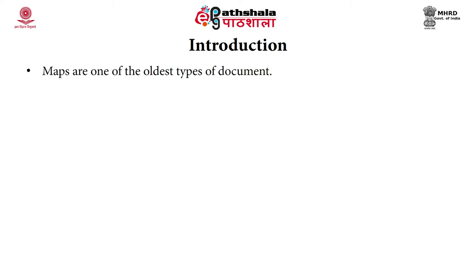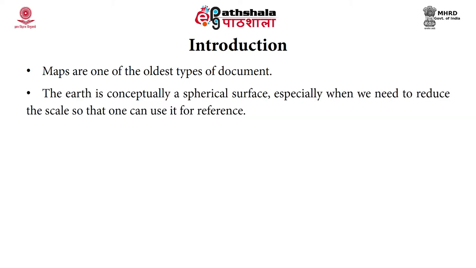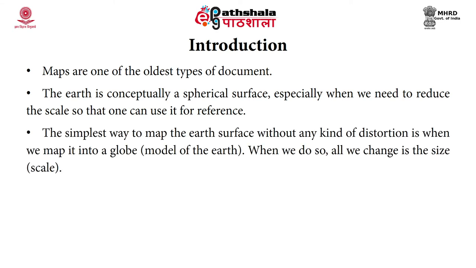Okay, students, maps are one of the oldest types of documents. As we can see, it has been used from very ancient times, and people have been using maps to represent various features on the surface of the earth, as well as many terrestrial objects depicted on the map. The earth is conceptually a spherical surface when we need to reduce the scale so that one can use it for reference. The simplest way to map the earth surface without any kind of distortion is to map it onto a globe, that is, the model of the earth.